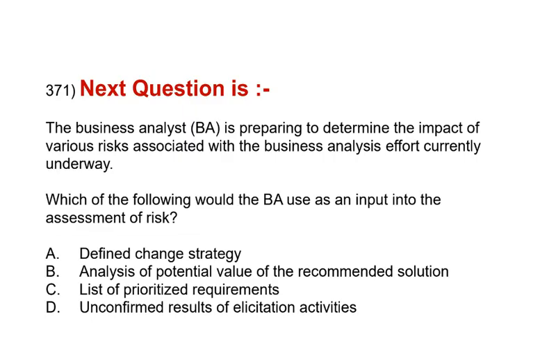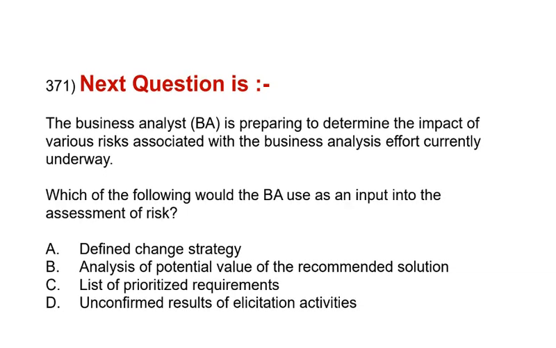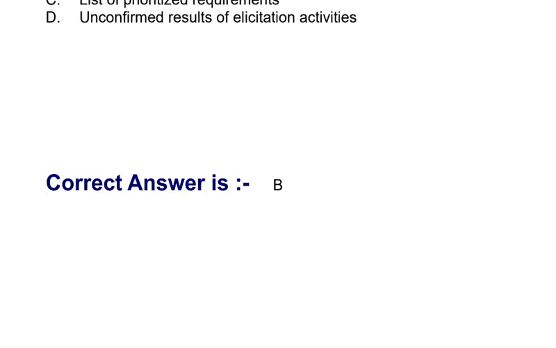Question is, the business analyst, BA, is preparing to determine the impact of various risks associated with the business analysis effort currently underway. Which of the following would the BA use as an input into the assessment of risk? Option A. Defined change strategy. Option B. Analysis of potential value of the recommended solution. Option C. List of prioritized requirements. Option D. Unconfirmed results of elicitation activities. Correct answer is option B.